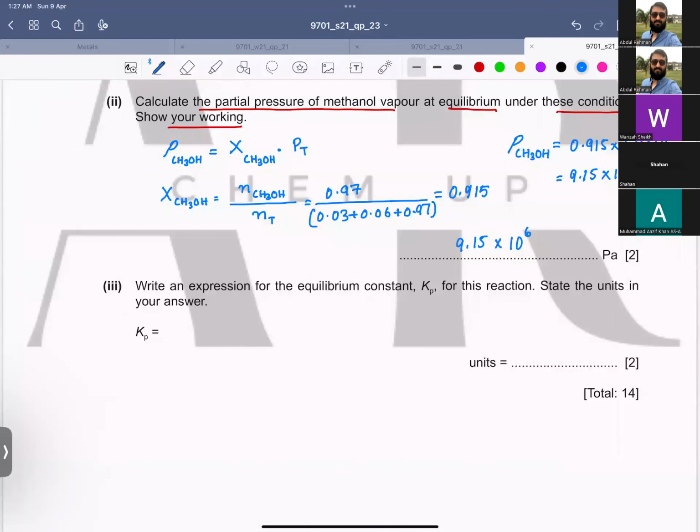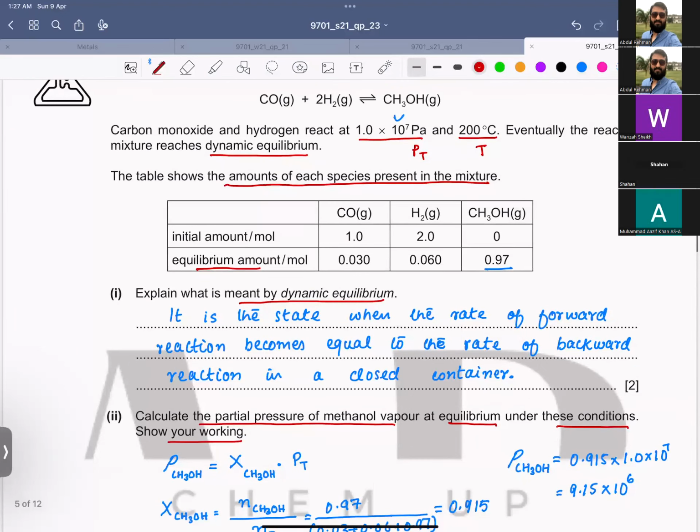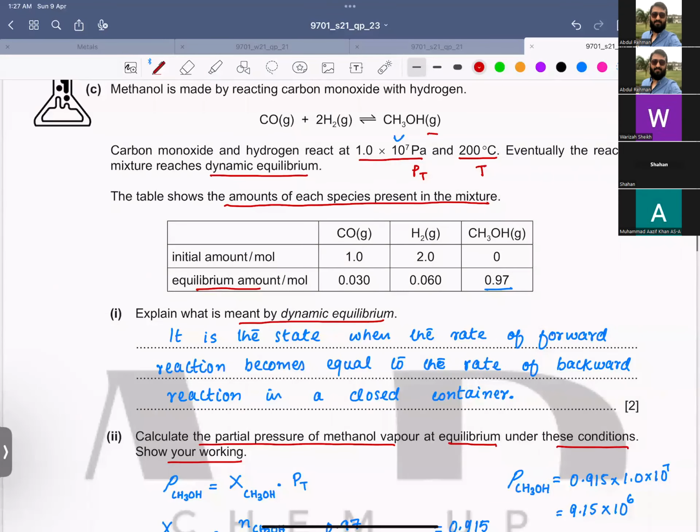Now, they are asking you to write an expression for the equilibrium constant Kp for this reaction, and state the units in your answer. Okay. So here we got the equation. Let me rewrite the equation over here. 1 mole of carbon monoxide gas is reacting with 2 moles of hydrogen gas in a reversible reaction, forming 1 mole of methanol as a gas. See, it's a gas over here.